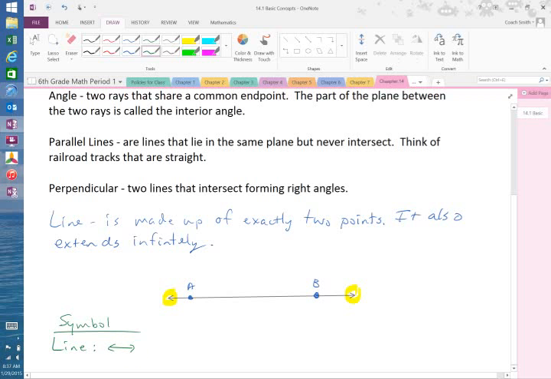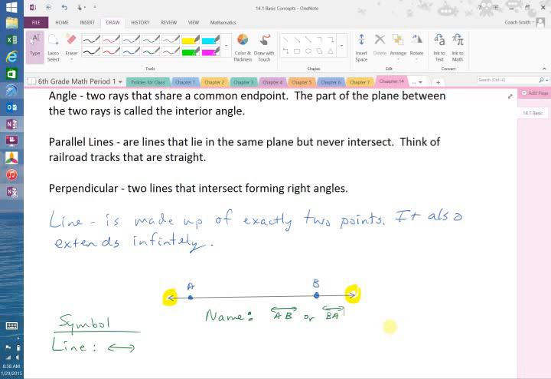So, if we were to name this line, don't do that because you'll get confused if that's a symbol. The name of this line is line AB. Okay? You could also say line BA. Either one of those are correct. I prefer you to put them in alphabetical order, but they're both correct. Okay, that's how we would name that line.